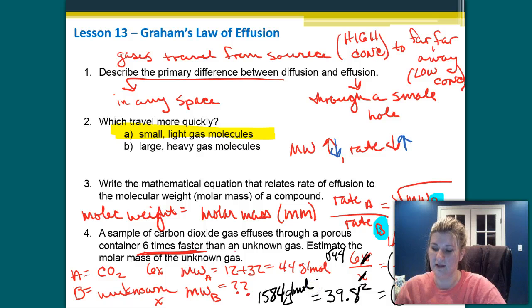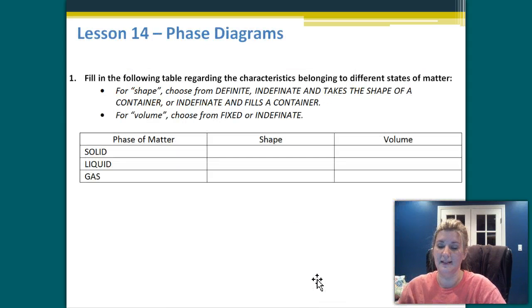That's kind of insanely huge, but it could be correct. I don't have an answer key for this, so I believe it's correct. We're going to go with it.